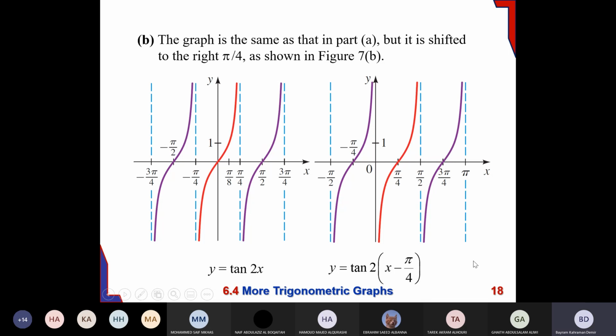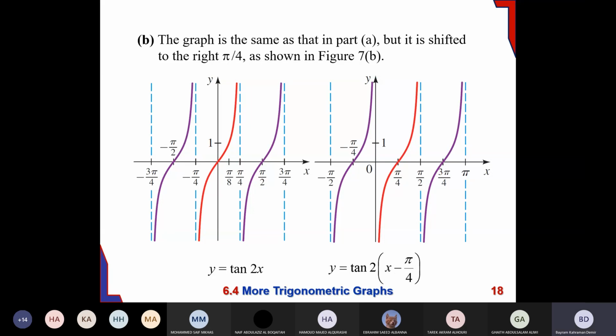Now I give you the image of tangent 2x, and also tangent of 2 times x minus pi over 4. That means a shifting of tangent 2x by pi over 4 units to the right. So how do we shift the graph right, everybody? Basically, we are adding pi over 4 to every number on the x-axis, so that you will get the new asymptotes and new x-intercepts.